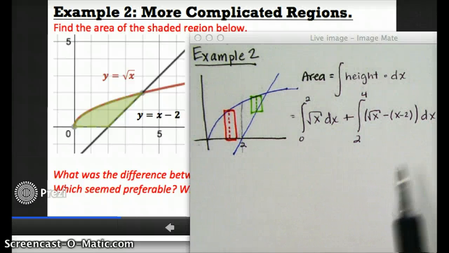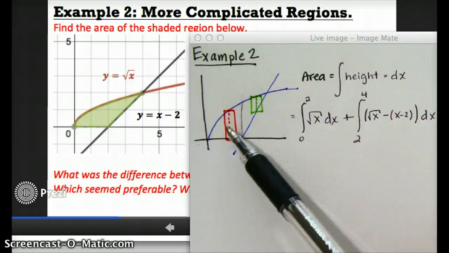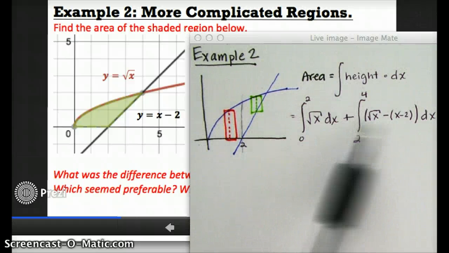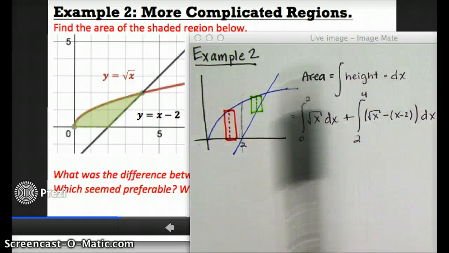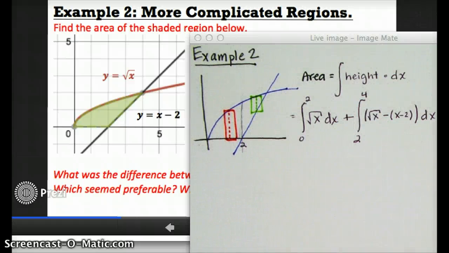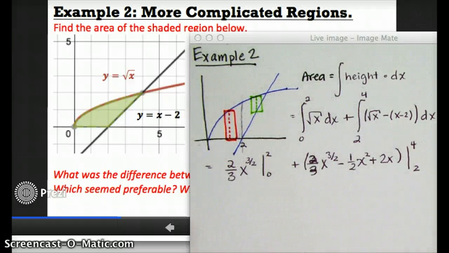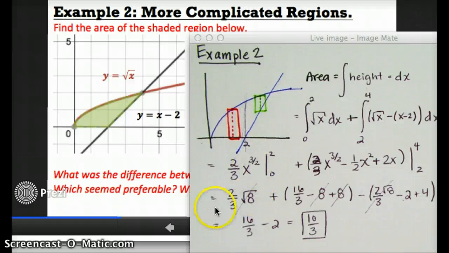To summarize, we had to divide this area into 2 sections, and we wrote one integral for the first part and another integral for the second part. From there, evaluating the integral is exactly what you expect. We take an antiderivative for each of these integrals, and then evaluate each antiderivative at the upper and lower limits of integration. When you simplify, you end up with 10 over 3. So this wasn't terrible, but it actually turns out that there's an easier way to do example 2.